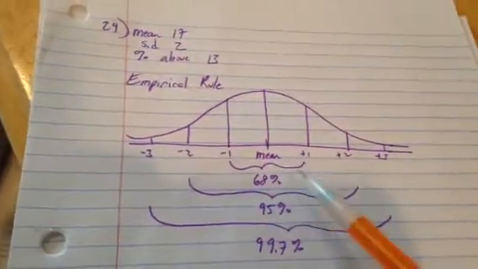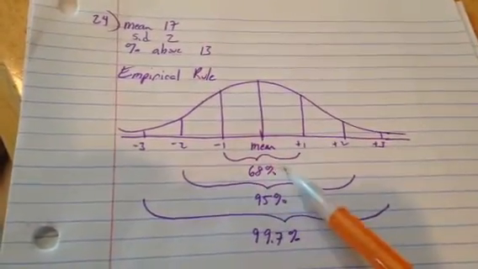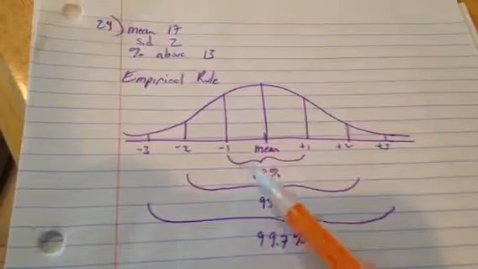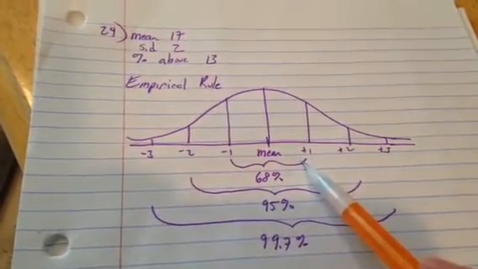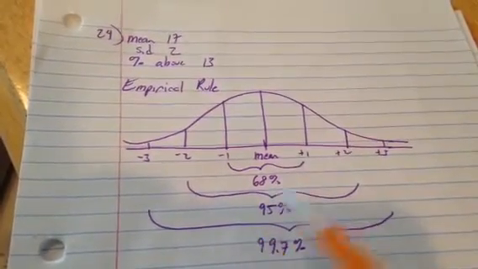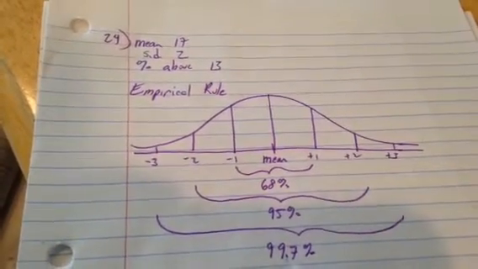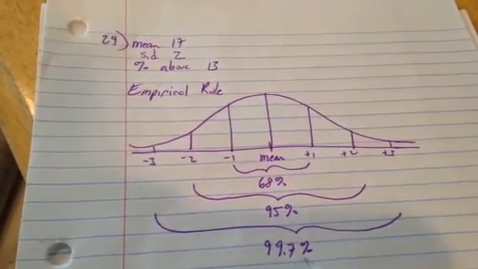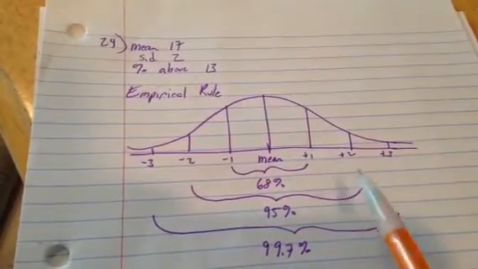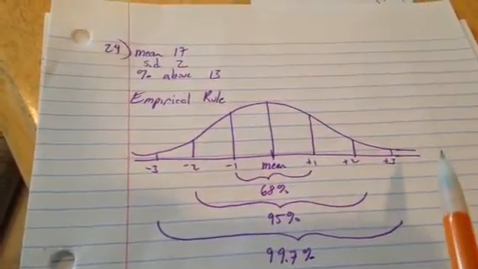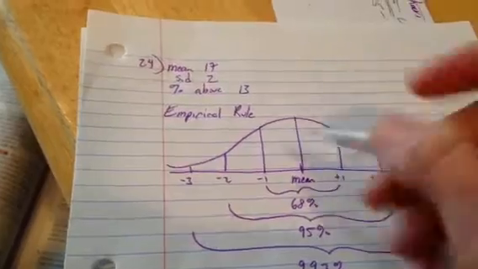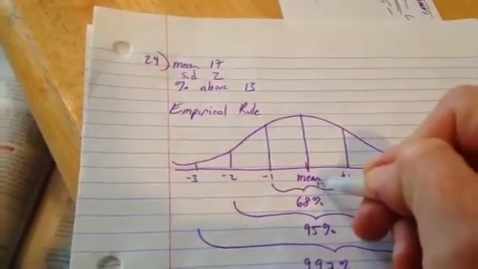So your empirical rule says that 68% of values fall within one standard deviation of the mean, and 95% of values will fall within two standard deviations, and roughly 99.7% of the population will fall within three standard deviations of the mean. So here, they give me that the mean is 17.